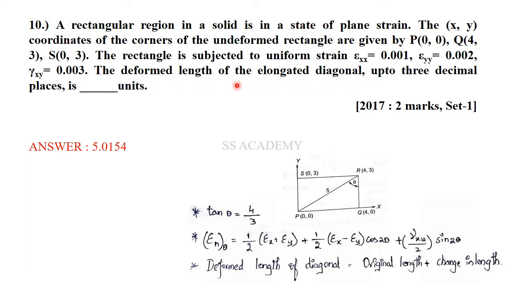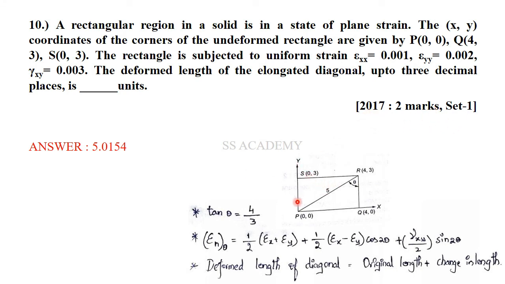That is not just the strain of the diagonal. They have asked for the deformed length, which means the actual length, that is, original length plus change in length, up to 3 decimal places in units, because they haven't given any millimeter or metric units. So they have just mentioned a generic term of units. This rectangle is drawn by understanding the question. Remember that this picture is not given along with the question. This question was asked in GATE 2017 set 1 for 2 marks.